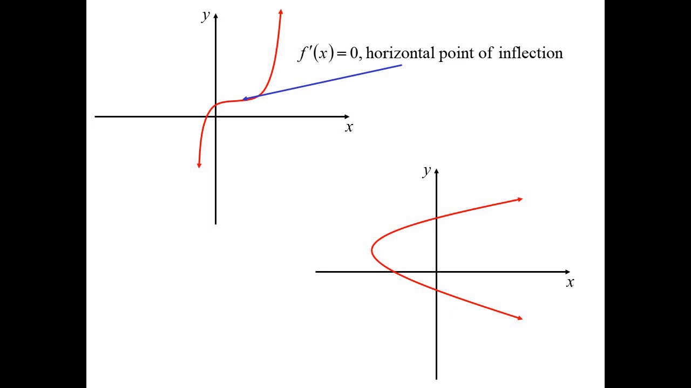Parabola on its side. Well, at the vertex of this one, you've got a vertical tangent. So the derivative is undefined. That would be a critical point.